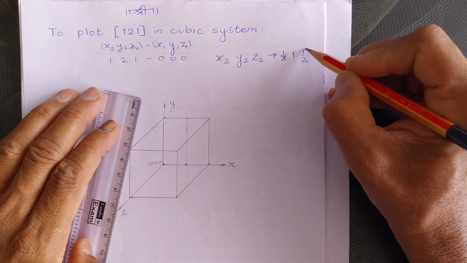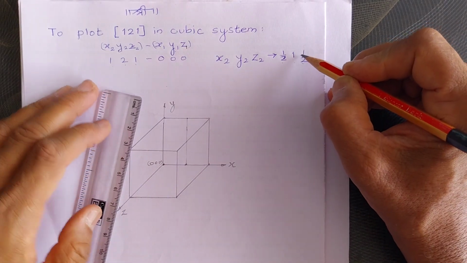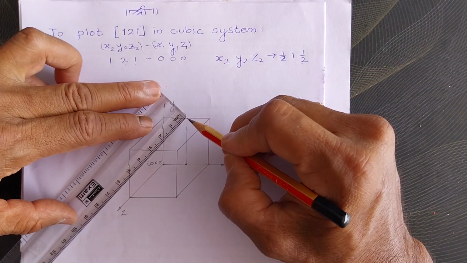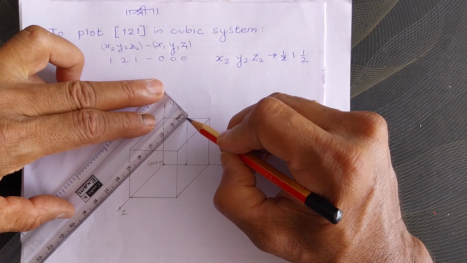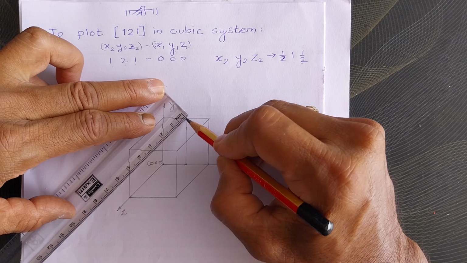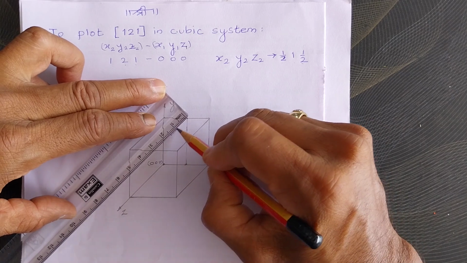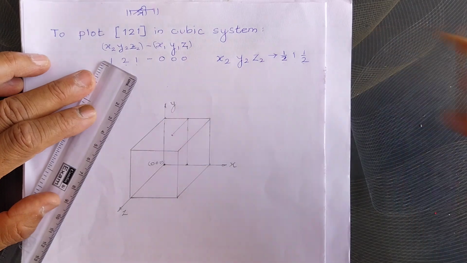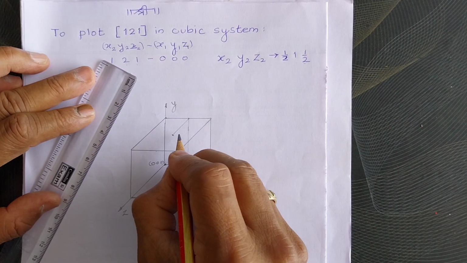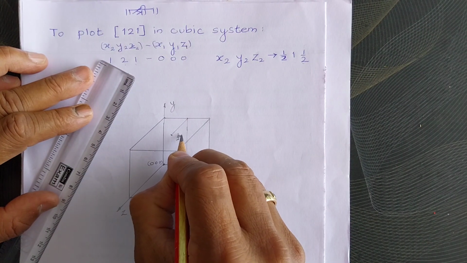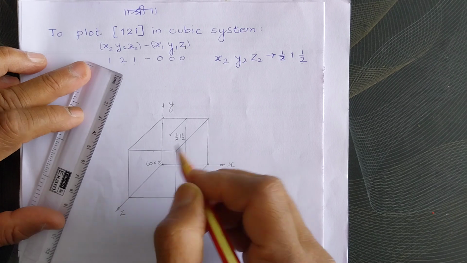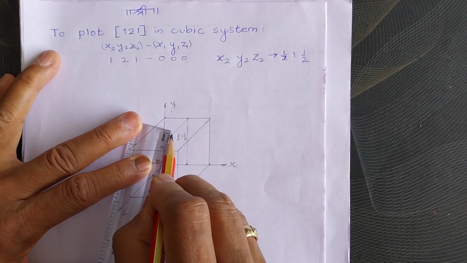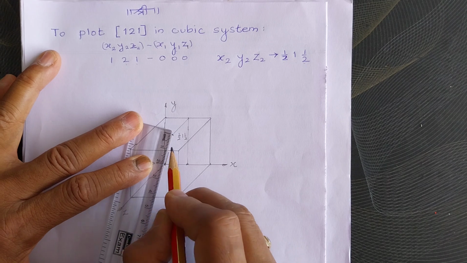And then we have another half unit distance in the z direction. This is the z direction, so we align our scale parallel to the z direction, and since this total distance is 30 mm, we pick only half of it. This is the point. Now the coordinates of this point are half, 1 and half. Therefore, the direction from origin to this point will be this direction.